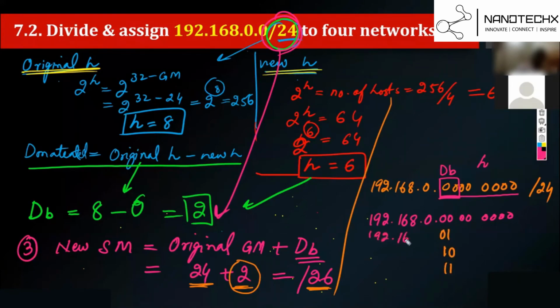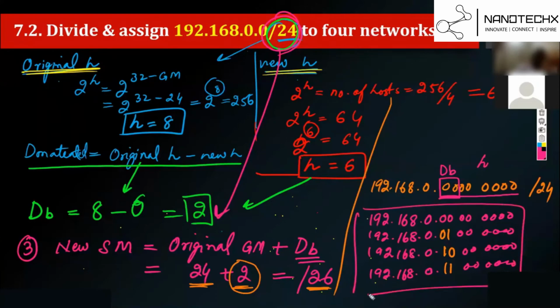So 192.168.0.00, everything is going to stay the same. These are our 4 networks into which we have divided the original network. 168.0.0000. So these are our 4 subnet masks. Of course, these are 192.168.0. Let me write those ones because the space is less now. 192.168.0.0/26, because we know from here that it should be /26.